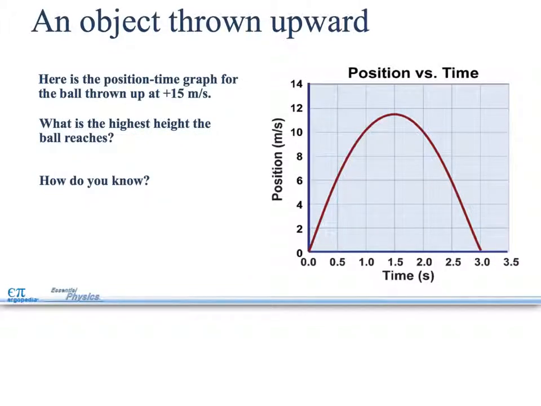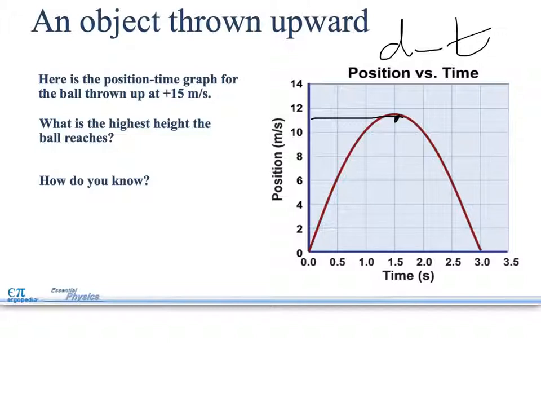An object thrown upward. Here is the position-time graph for a ball thrown up at 15 meters per second. What is the highest height the ball reaches? So now we have a distance-time or position-time graph. So we go up, up, up till this point right here. What is the highest point? So we're going to go across. It's a little over 11, it looks like.